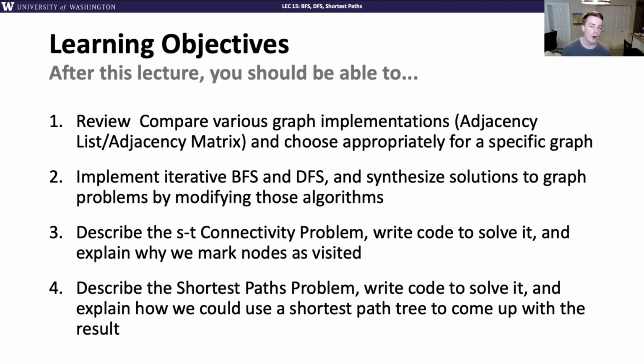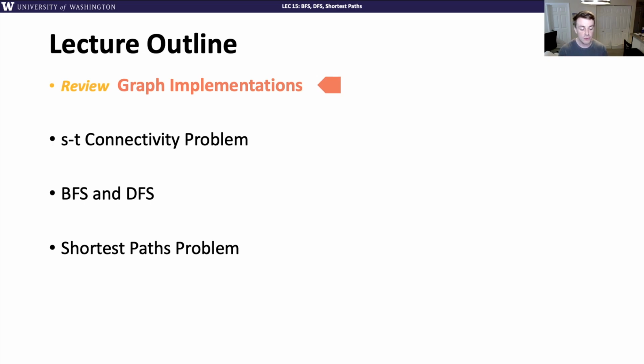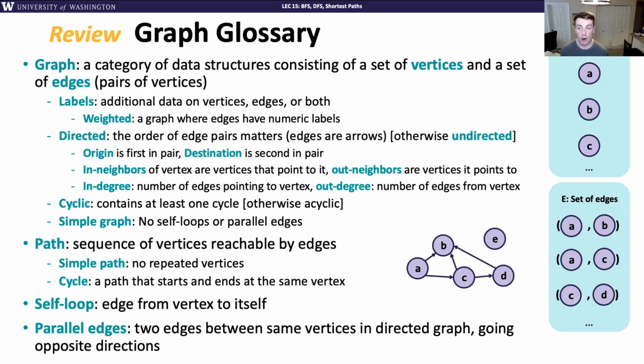We're going to be able to describe the ST connectivity problem, write code to solve it, and explain why we have to use the solution that we do. And we want you to be able to describe the shortest paths problem, write some code to solve it, and explain how we can use the shortest path tree that we'll talk about later to come up with a result. In this first video, I'm mostly going to focus on review, but we'll talk about more applications and more of these problems later on.